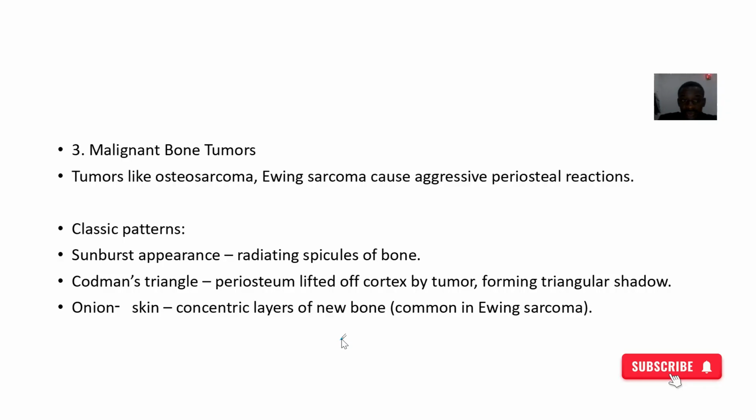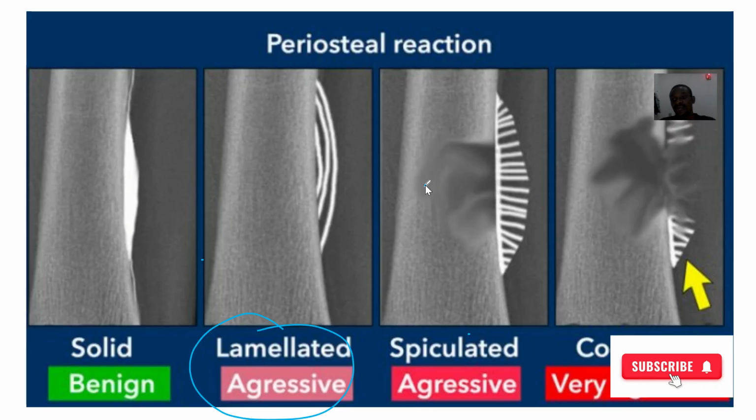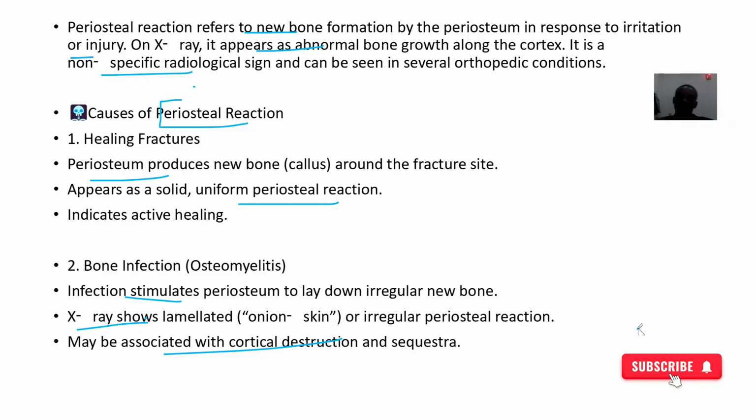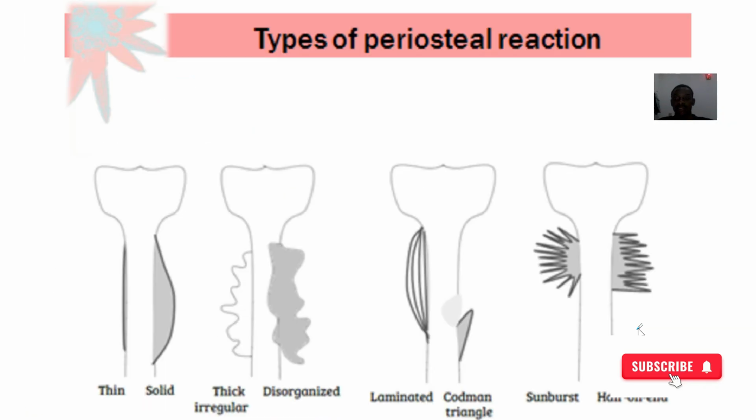So about bone tumors. All those tumors like osteosarcoma and Ewing sarcoma usually cause the aggressive periosteal reactions. These are the aggressive ones, either the spiculated or the Codman's. So this is another one trying to show the different types. You see the disorganized, thick, irregular. You see the lamellated. You see the Codman's.